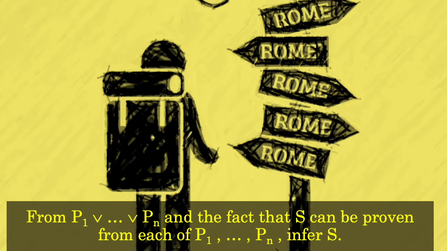Suppose you have a disjunction which can be arbitrarily long, so either P1 is the case, or P2 is the case, or P3 is the case, etc., all the way to Pn. And suppose furthermore that you can infer S from P1, and you can also infer S from P2, and so on and so forth, all the way through Pn. Right? Well, then clearly, all roads lead to S, so you can infer S.